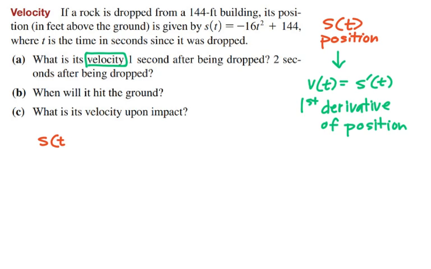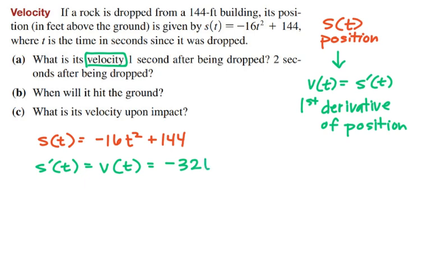So in order to find velocity, I'll start with my position function, negative 16 t squared plus 144. If I differentiate that, s prime of t equals my velocity function. Using the power rule on each term, I have negative 32t plus 0. The 2 times negative 16 gave me negative 32, subtract 1, I have an exponent of 1, and the derivative of a constant is 0. So I don't really need to write plus 0. I'm going to take that away.